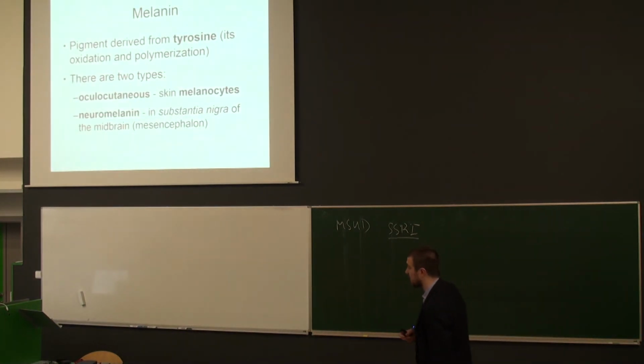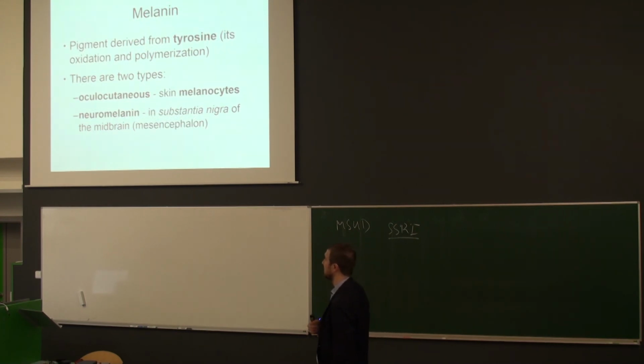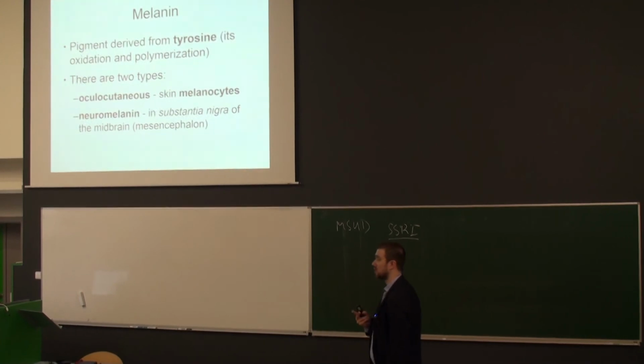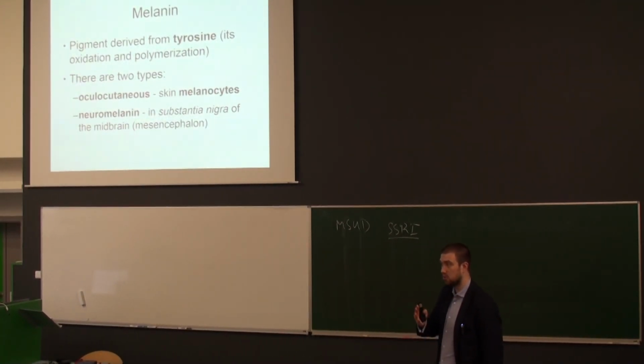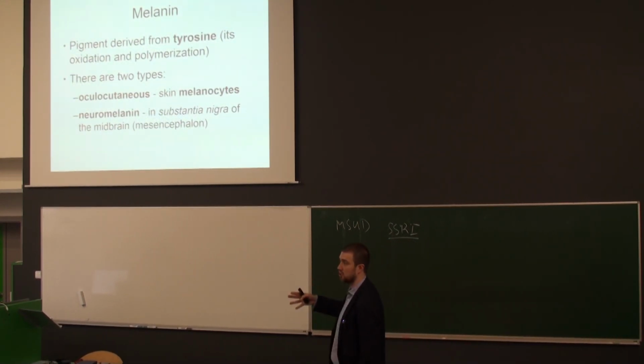Last before the break, to close the tyrosine, it gives you one pigment also. If you do the oxidation and polymerization, it's quite a long process, so we will take only the result. The result of oxidation and polymerization of tyrosine is melanin.